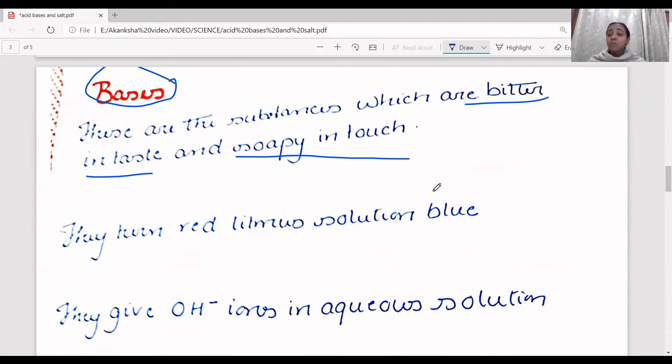Now, when you want to experiment whether the given food content is a base or not, you can take up the litmus and see that the color change of the litmus will be from red to blue. So red litmus will then turn to blue. Okay. So why does it taste bitter? Because it releases OH minus ions in the aqueous solution, and that is the reason why a base tastes like that.